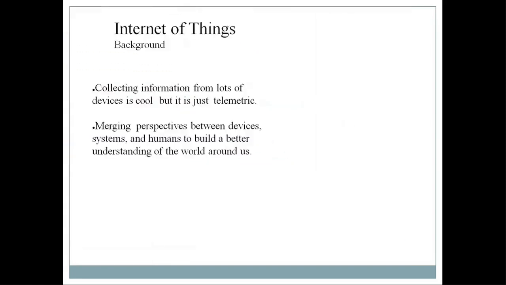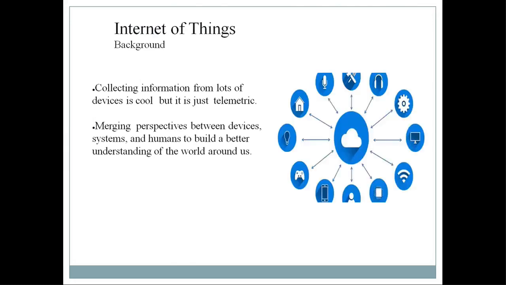So what is the background of Internet of Things? I will briefly explain what exactly it is. It is collecting information from lots of devices. It's cool, but it's just telemetry, right? So merging perspectives between devices, systems, and humans to build a better understanding of the world around us is the main purpose of Internet of Things.